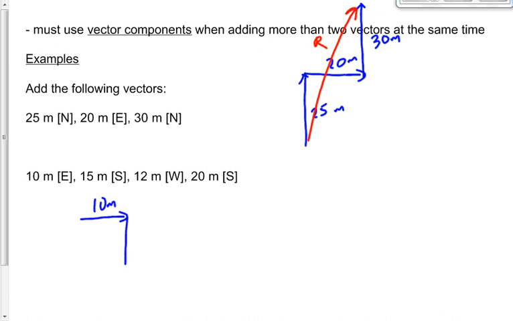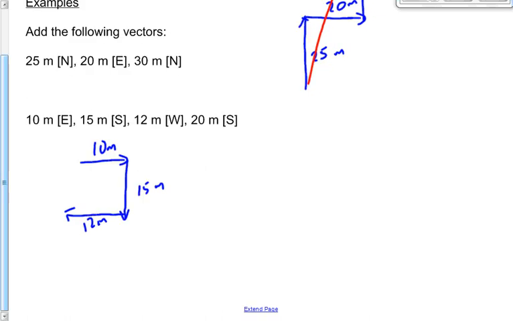15 to the south. Okay, so far so good because I'm drawing it front to back. 12 meters to the west. We're going over here now. Also front to back. 20 meters to the south. Is that good? Sure, they're all drawn front to back, except that resultant vector, which should go here, from start to finish.